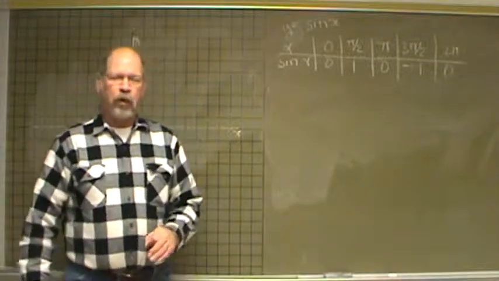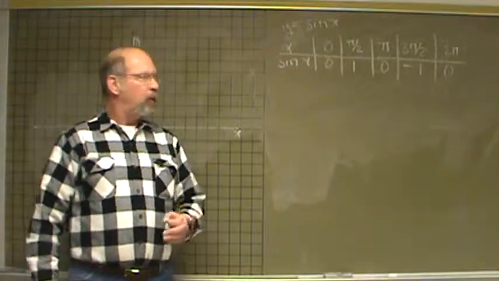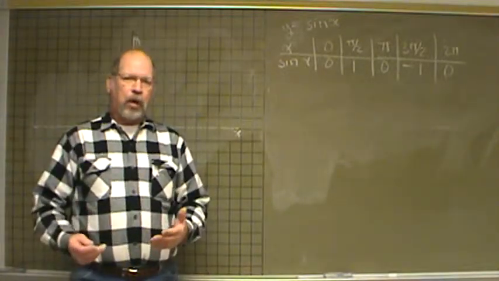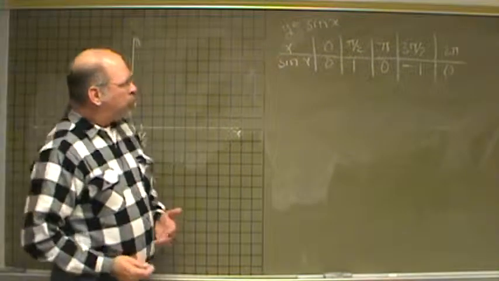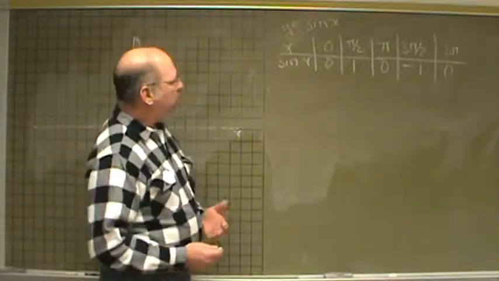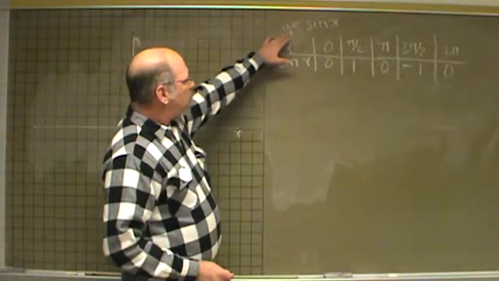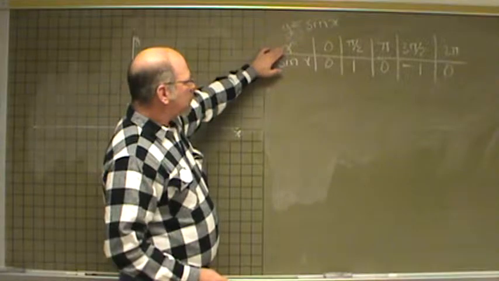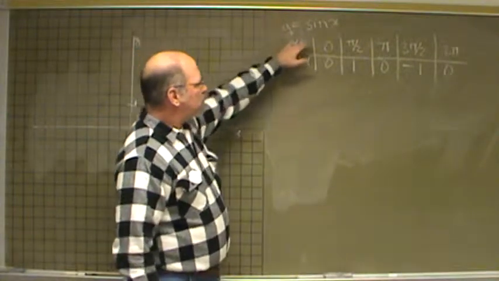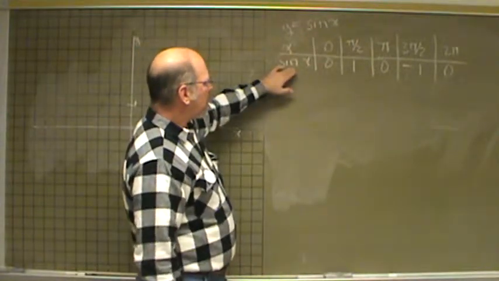Hello, in this video we're going to look at the graph of sine of x, the basic sine wave, and we're also going to look at some transformations on that sine wave. Now, the way I set these up is we're looking at y equals sine x. I set up a table like this. The top line is going to be x. Below that, because it's just sine x, we're going to just put sine x.